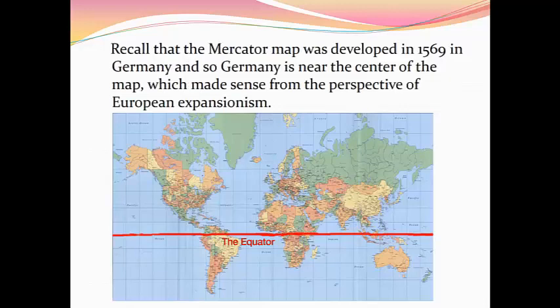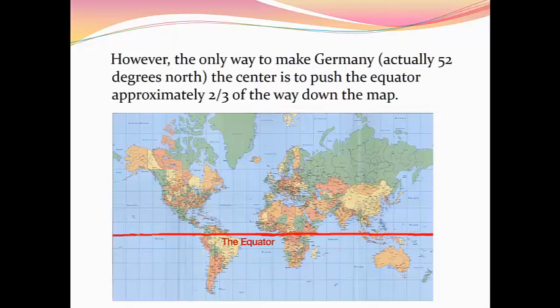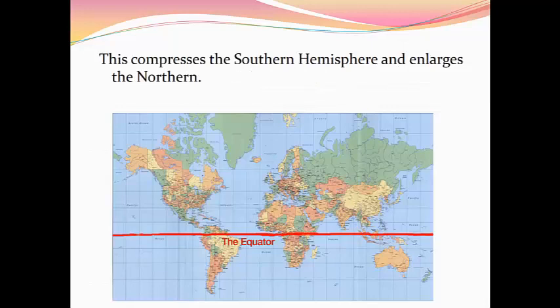Well, recall that the Mercator map was developed in 1569 in Germany. And so Germany is near the center of the map, which made sense from the perspective of European expansionism. However, the only way to make Germany, which is actually 52 degrees north, the center is to push the equator approximately 2/3 of the way down the map. What happens mathematically then is that this compresses the southern hemisphere and enlarges the northern hemisphere.